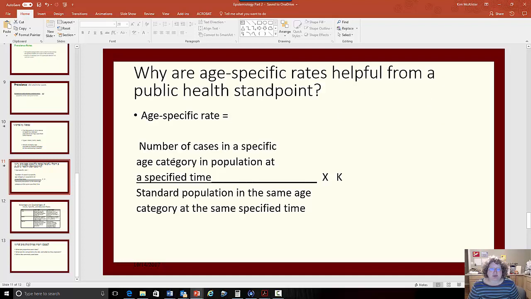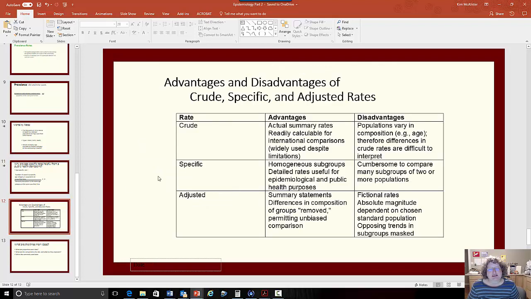Regardless, when you're doing these rates, you're going to look at the number of cases in a specific age category in the population at a specified time over the standard population in the same age category at the same specified time. This is how you would calculate a specific rate. And you're going to multiply by your constant, which is usually 100,000. So let's talk for a moment about advantages and disadvantages of crude, specific, and adjusted rates.